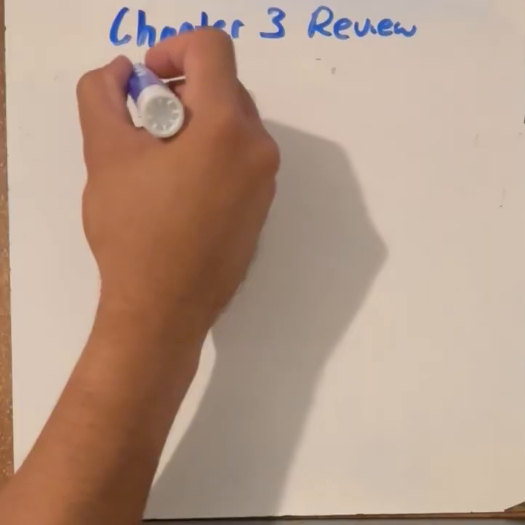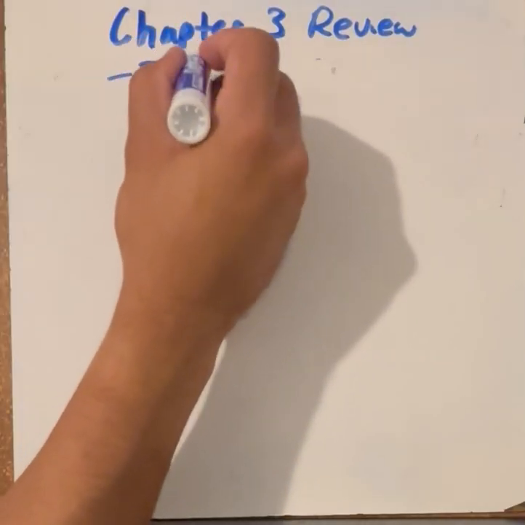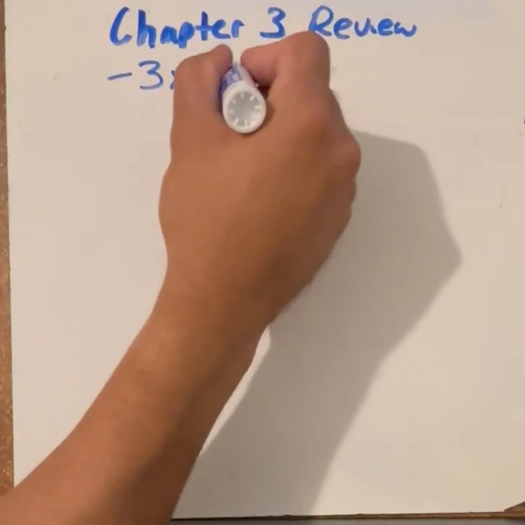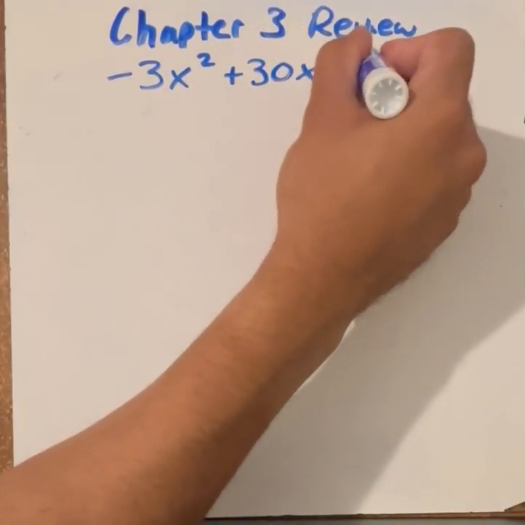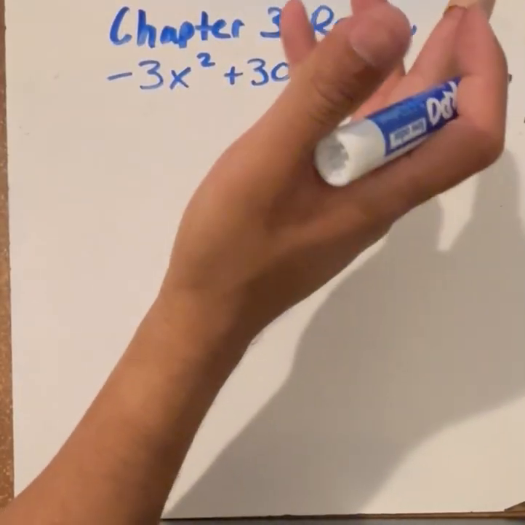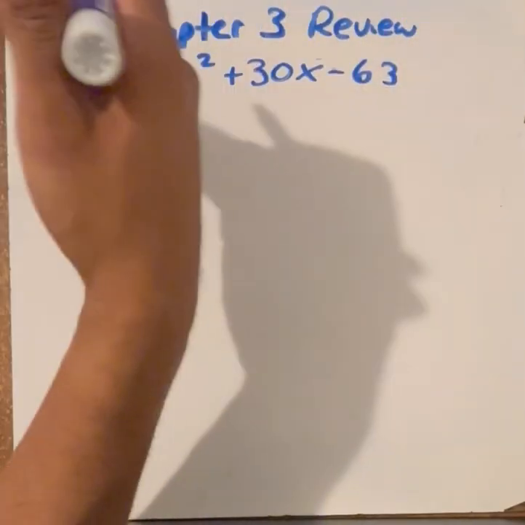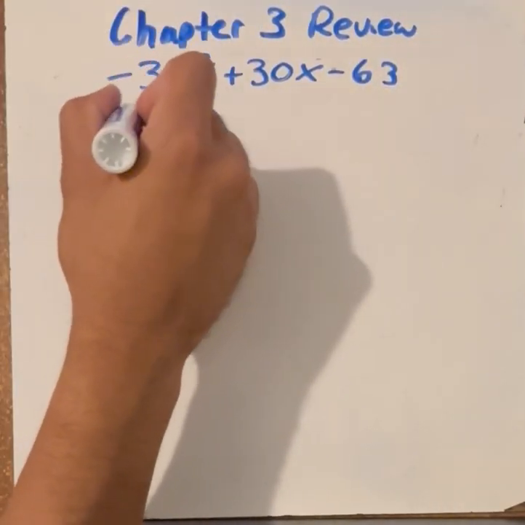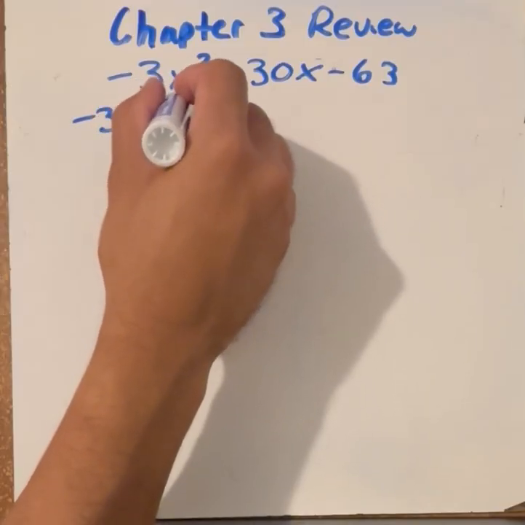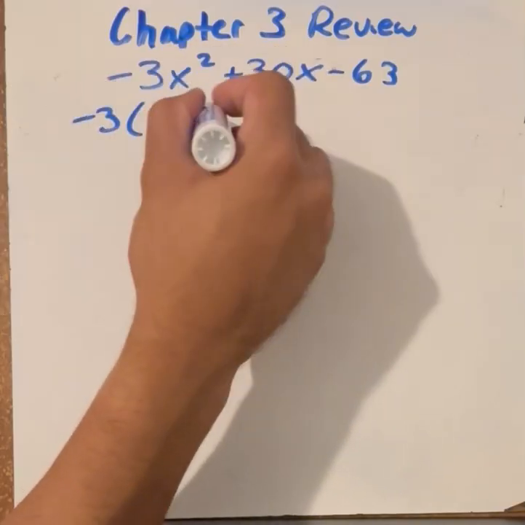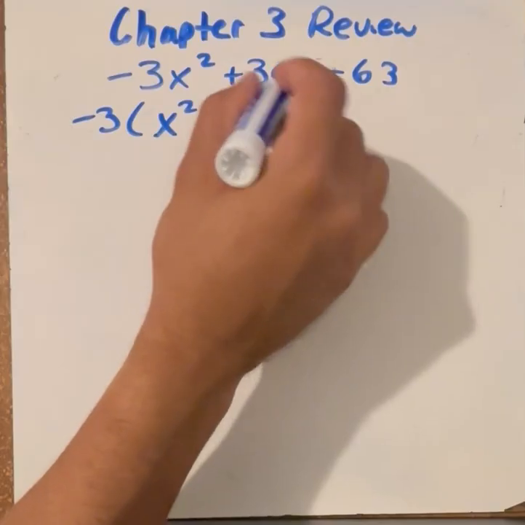Okay, so number 13 is negative 3x squared plus 30x minus 63. So the first thing we want to ask ourselves is, is there any number that we can take out of all three of these? And it is negative 3, right? So negative 3 divided by negative 3 is 1, so it would be 1x squared. 30 divided by negative 3 is negative 10x.